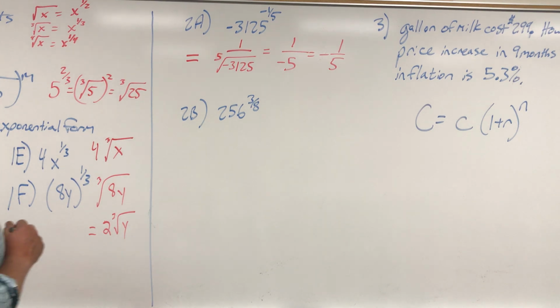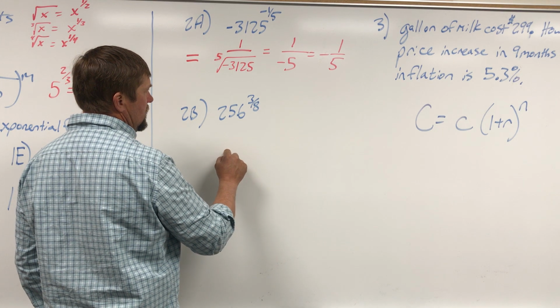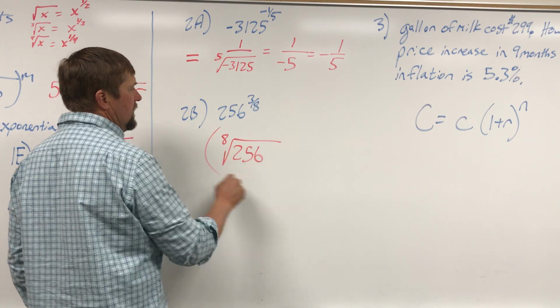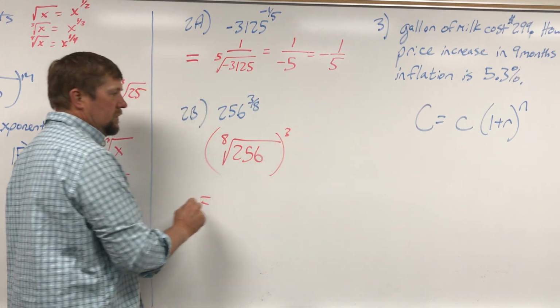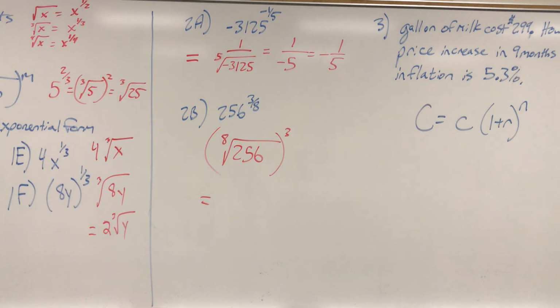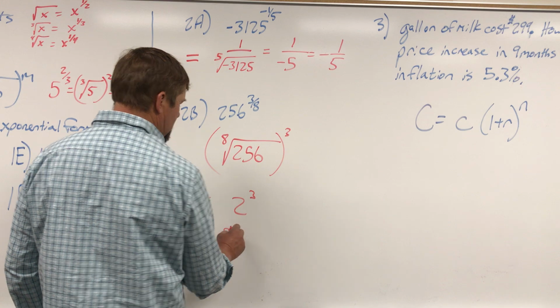256 to the 3/8. That would be the same as the 8th root of 256, all cubed. The fifth root of 256, I believe, is 2. No, that would be the eighth root. Yes, that's 2. 2 to the third, which is just 8.